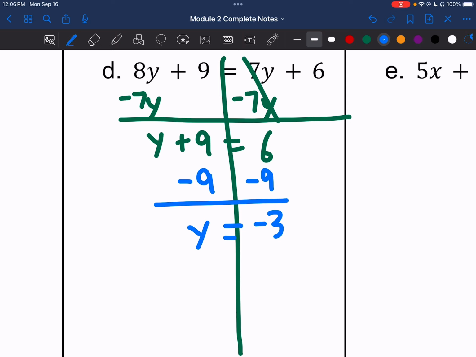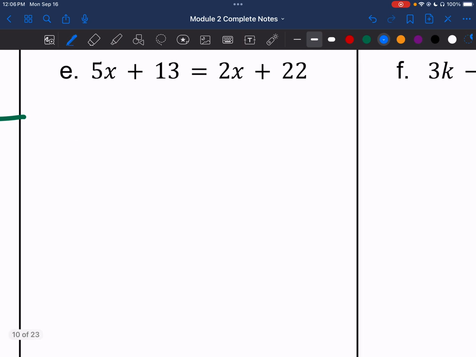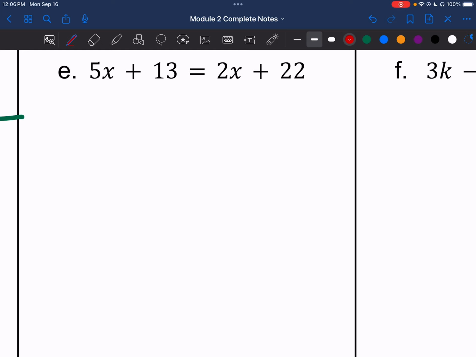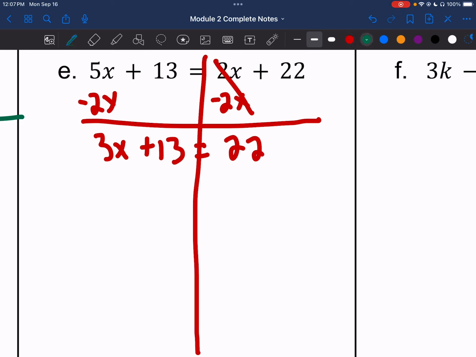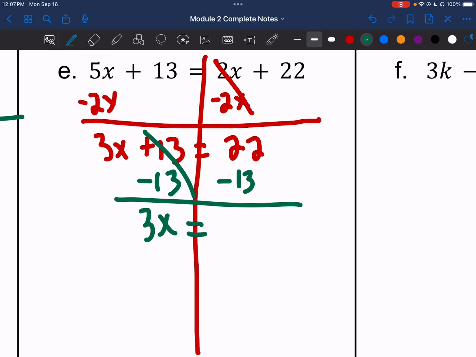Okay. Now, letter E. We have our dividing line, and I have more x's on the left than I do on the right, so I'm going to subtract 2x from both sides. And we get 3x plus 13 is equal to 22, because the 2x minus 2x cancels. Subtract 13 from both sides. We've got 3x is equal to 22 minus 13, which is 9. And then we go ahead and divide by 3, and x is going to be equal to a positive 3.